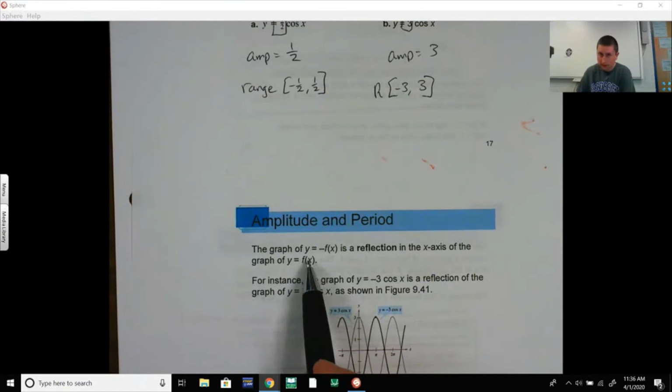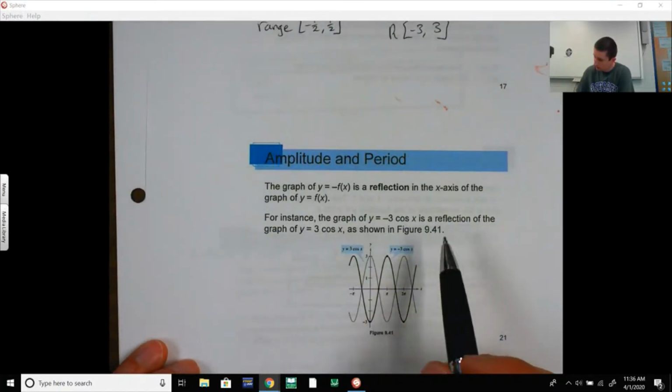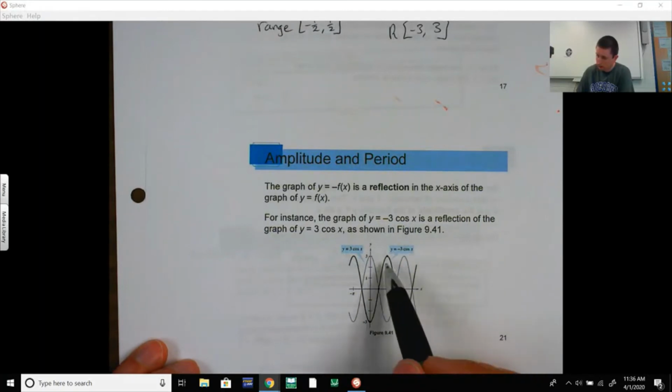The graph of y equals -f of x is a reflection in the x-axis. That's just saying if you have a negative a value, it reflects it over the x-axis.